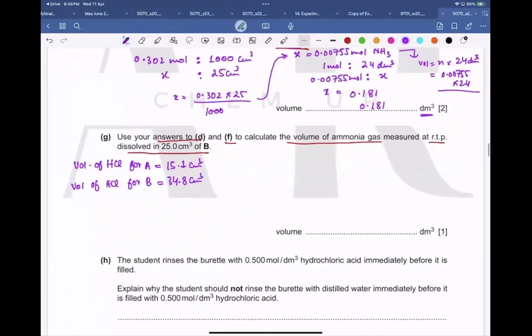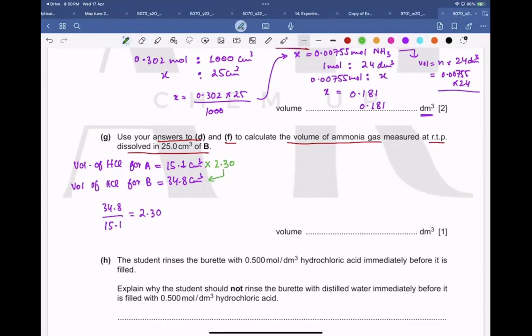Okay. Now, if you see by which factor they differ from each other, if I divide these two, I get the factor of how much more HCl is being used for B. Can anyone divide it and tell me the answer? 34.8 divided by 15.1. It's 2.30. So it means that this volume times 2.30 makes this one.